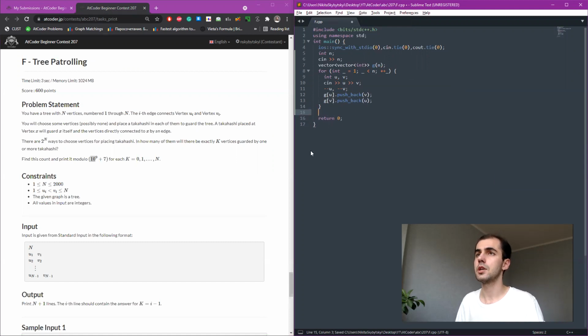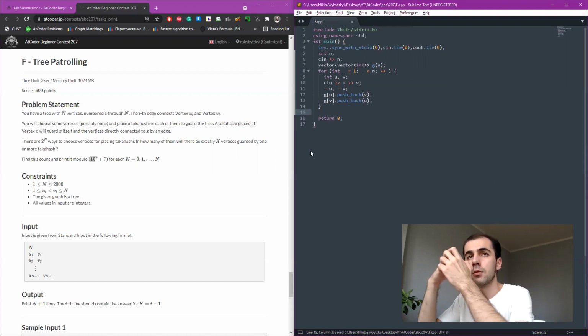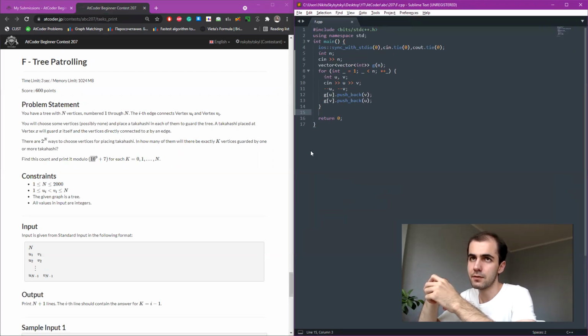Okay, we read our tree. We'll choose some vertices, possibly none, and place a Takahashi in each of them to guard the tree. A Takahashi placed at vertex x will guard x itself and vertices directly connected to x by an edge. There are 2 to the power of n ways to choose vertices for placing Takahashi. In how many of them will there be exactly k vertices guarded by one or more Takahashi? I'm sure you want to ask that question, because it sounds a lot like DP on a tree.